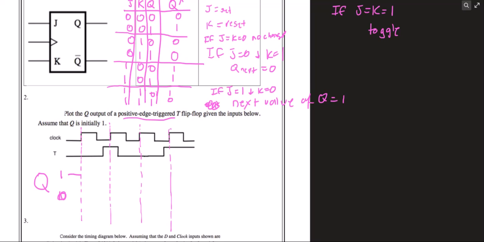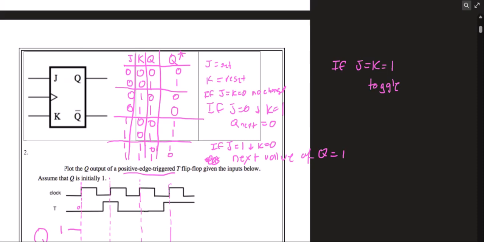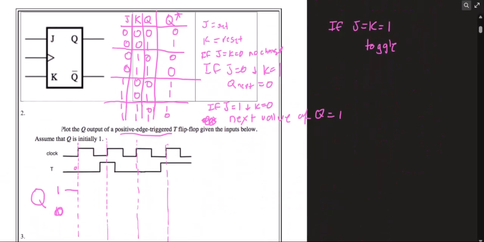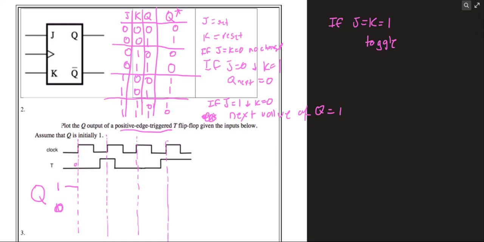So when we get to the positive edge of the clock, the flip-flop looks at what the signal T is, and it sees that T is 0. And when T is 0 on a T flip-flop, Q stays the same. So when we got to the positive edge, T was 0, so Q stays the same. When we get to the next positive edge, we look at the value of T here, and here it's 1. And in a T flip-flop, when T is 1, it toggles. So now it'll become 0.